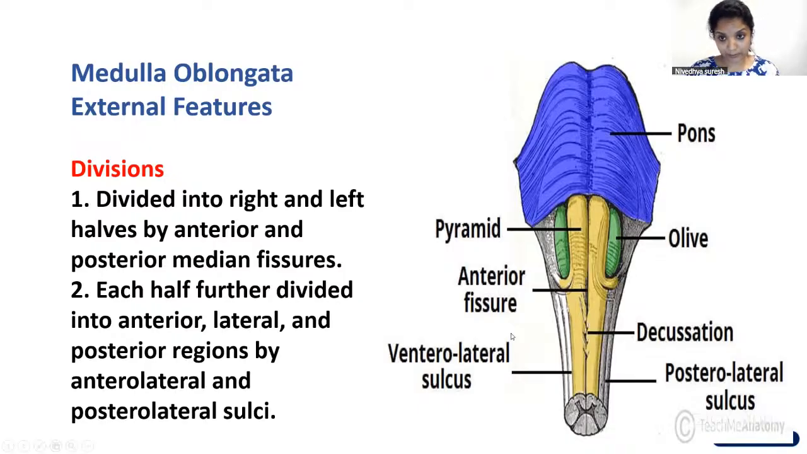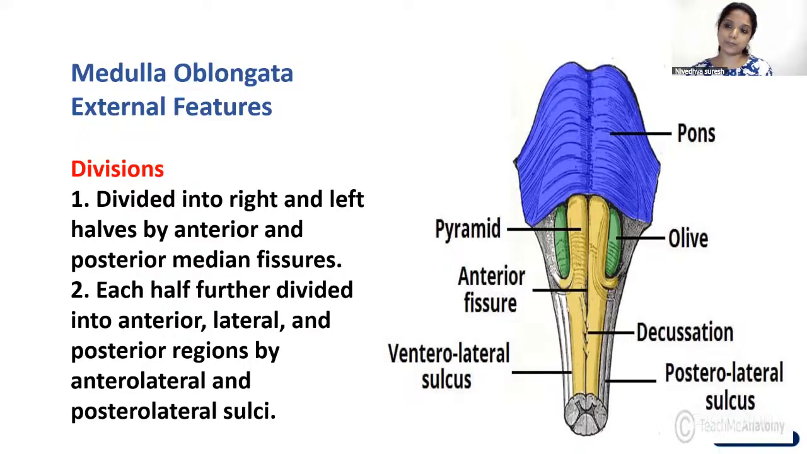You can appreciate that also in the diagram. See, this is the pyramid, right? The pyramid, and in between you can see these sulci. This sulcus is the ventrolateral sulcus, and behind is the posterior lateral sulcus. So these are the external features that we can see on the anterior aspect of the brainstem.